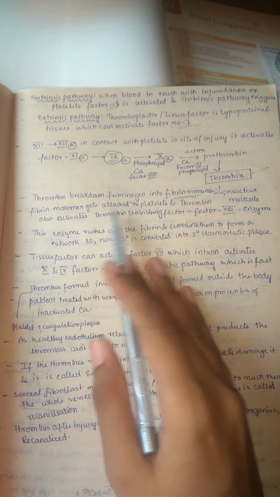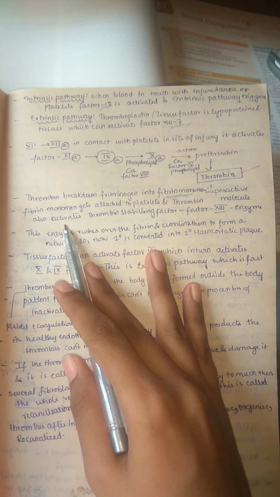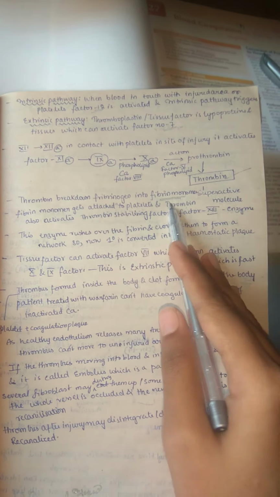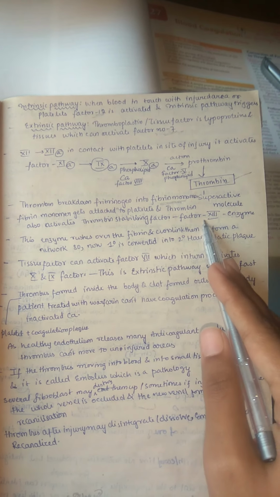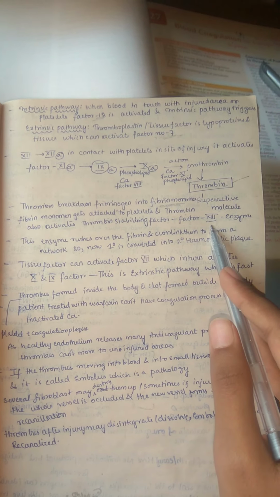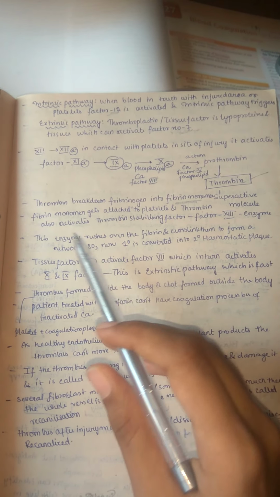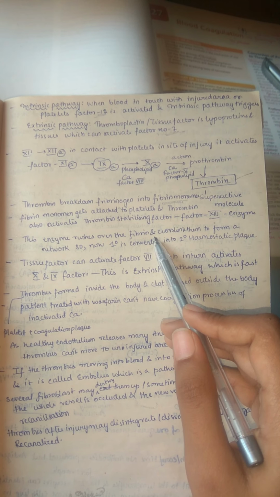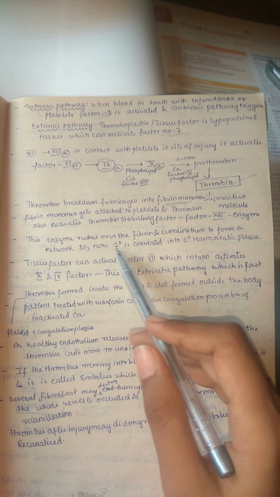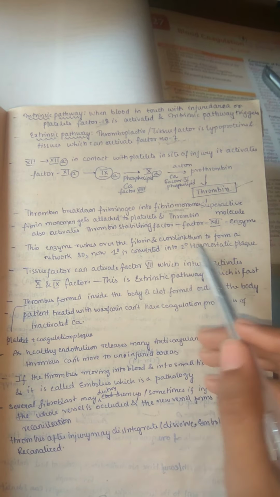So fibrin monomer gets attached to the platelets, and thrombin also activates the thrombin stabilizing factor. Not only does thrombin convert fibrinogen into fibrin, but it also activates the thrombin stabilizing factor, which is nothing but the factor 13 enzyme. This enzyme mainly rushes over the fibrin and cross-links it to form a network. So now the primary plug is converted into a secondary hemostatic plug.